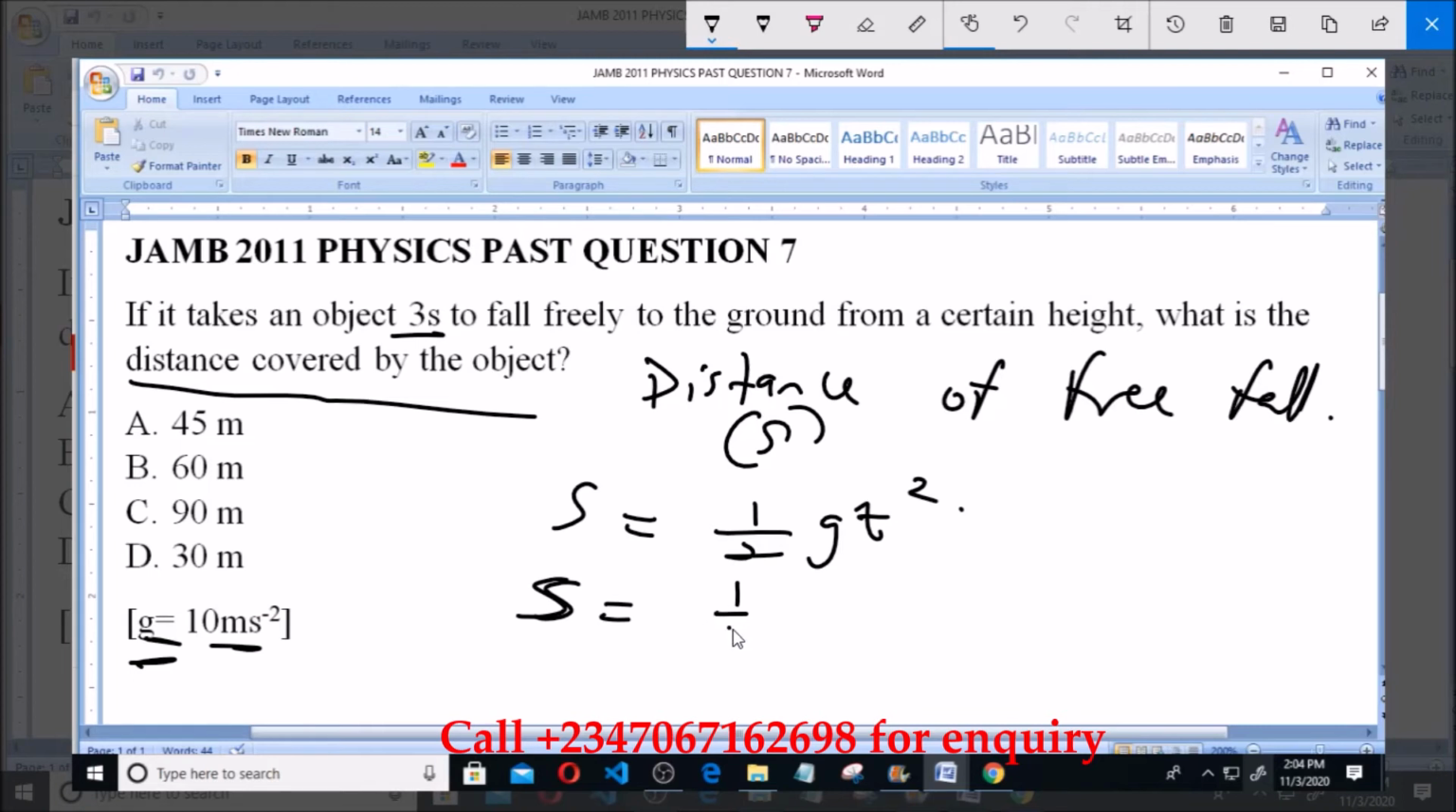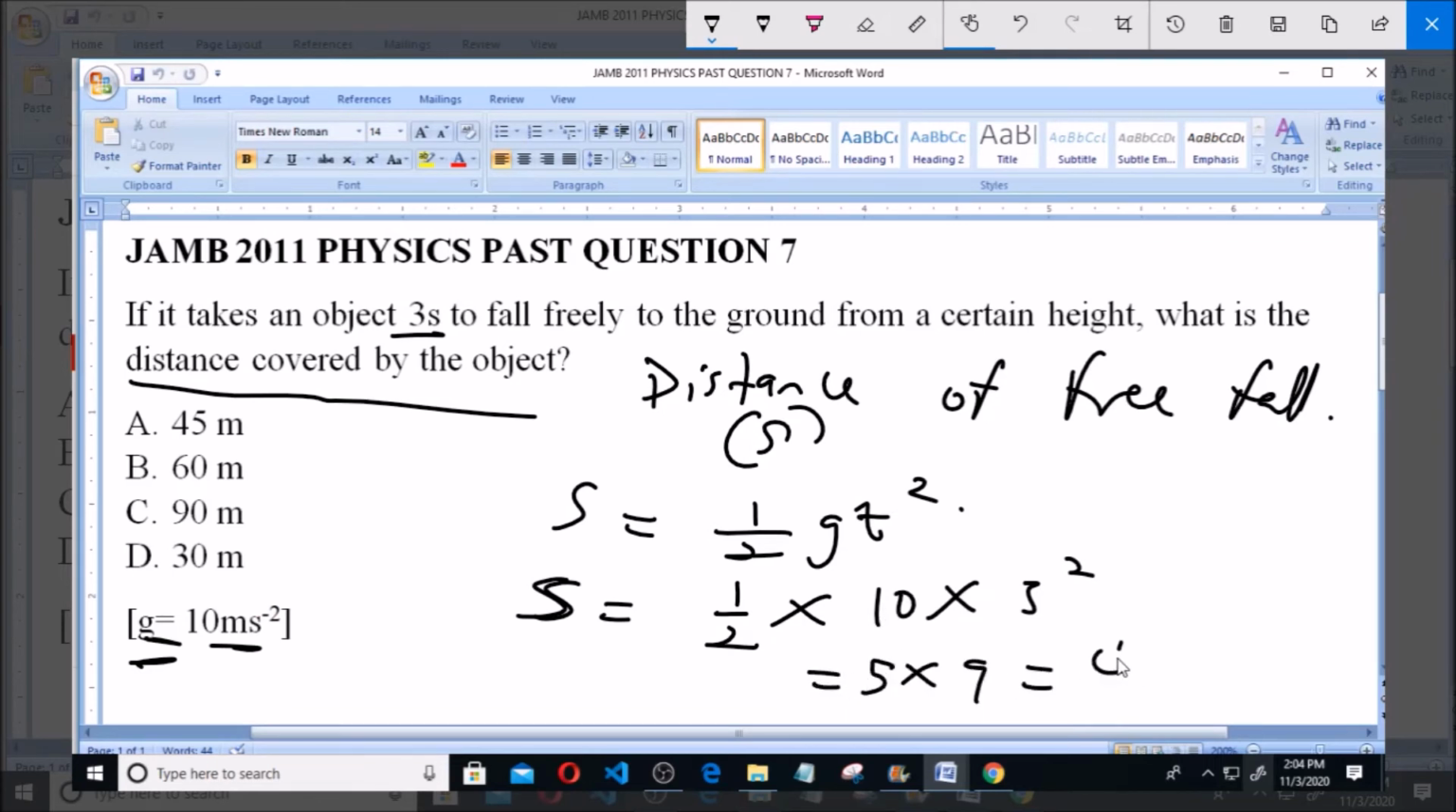So S is equal to 1/2 times 10 multiplied by 3 squared, and that is equal to 5 multiplied by 9, which is equal to 45 meters. 45 meters is option A, which is the correct answer to this question.